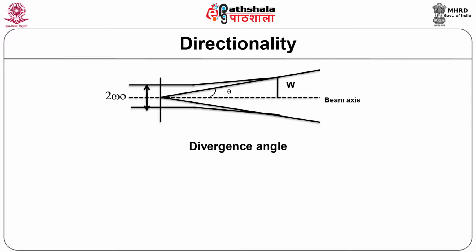The directionality is measured in terms of the divergence angle of the beam. It is called the full angle beam divergence, which is twice the angle that the outer edge makes with the axis of the beam. The outer edge of the beam is the point at which the intensity of the beam has dropped to 1 upon e times its value at the center.